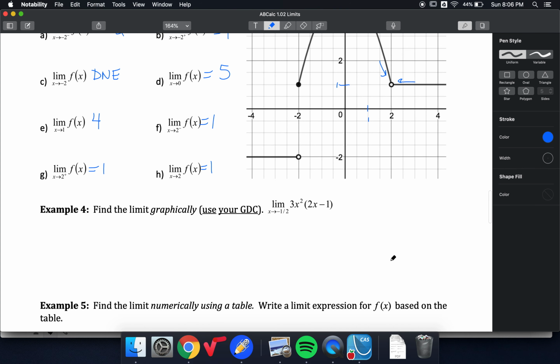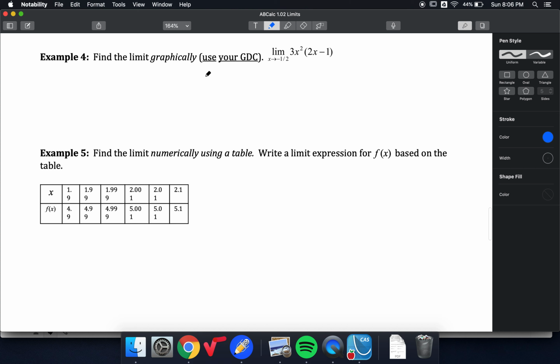All right, let's look at finding a limit graphically using our calculator. So we're approaching -1/2, looking at 3x squared times 2x minus 1. Well, first let's make a guess. My guess is that this value is going to be 3 times -1/2 squared times 2 times -1/2 minus 1. So that's going to be -1, that's -2 in there. This is +1/4, that's 3. So I believe that this is going to be -3/2 or -1.5.